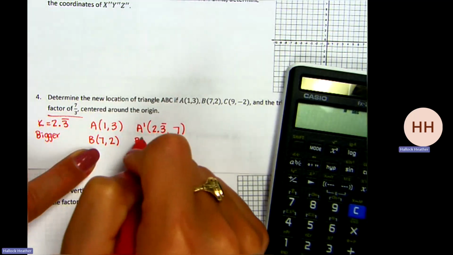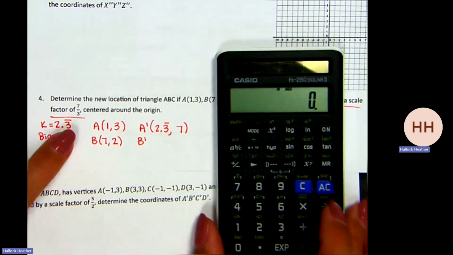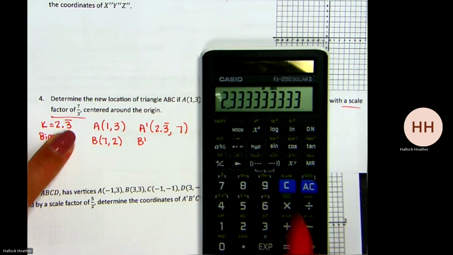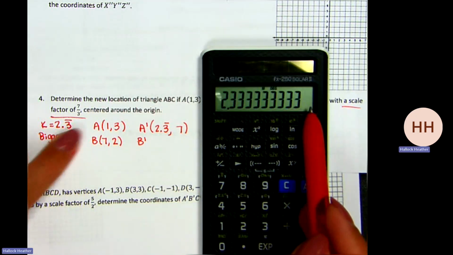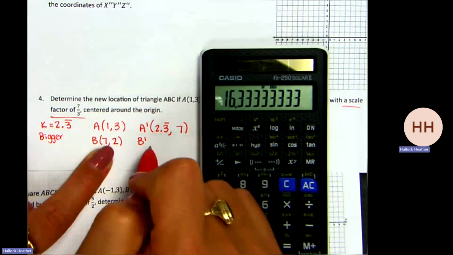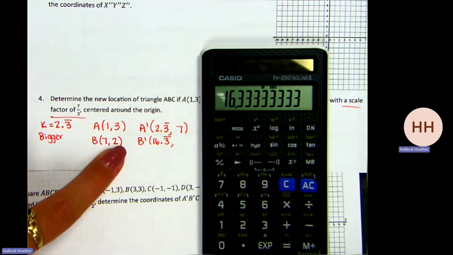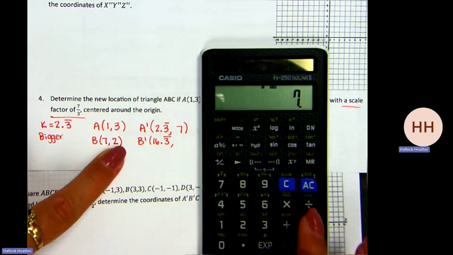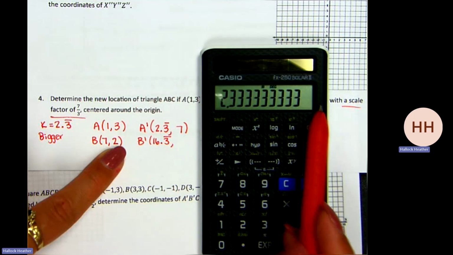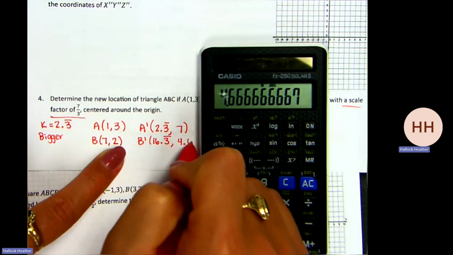I need to find B prime by doing the same thing. So B was 7, 2. I'm going to take my scale factor, which is 7 divided by 3. I have that whole decimal in my calculator. I'm multiplying by x, which is 7. So I get 16.3 repeating. And I'm going to do the same thing with y. 7 divided by 3. Have that whole thing in my calculator. I'm multiplying by 2. So I get 4.6 repeating.